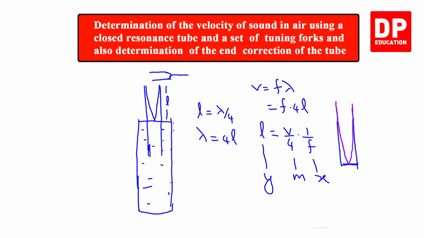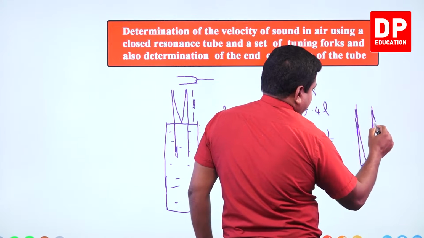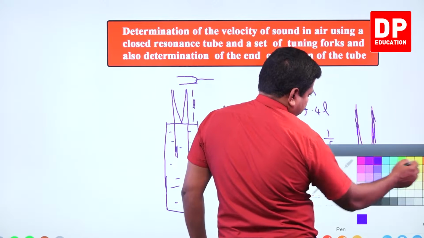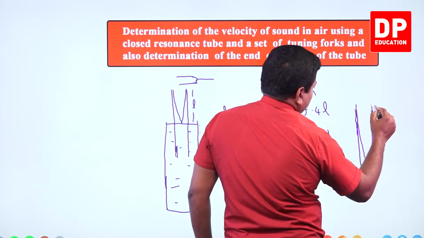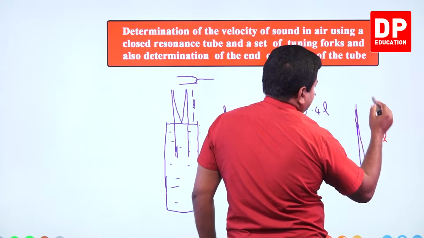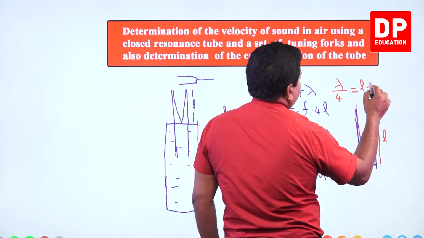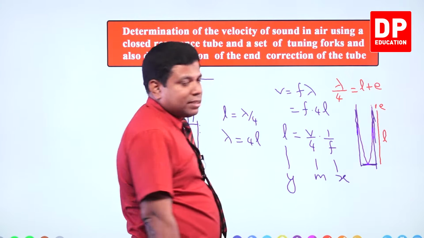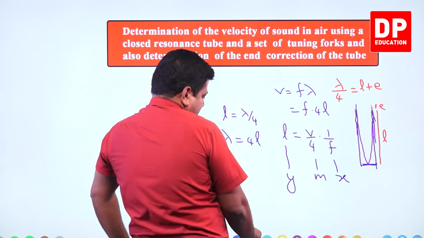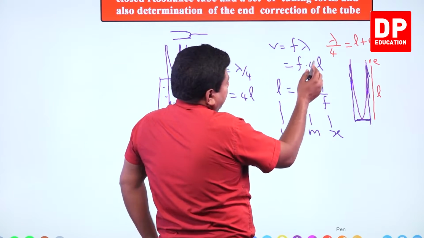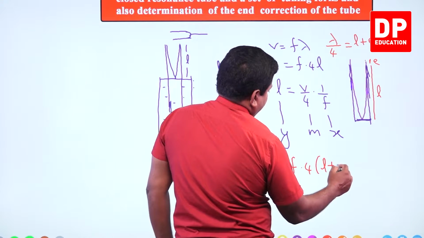So what happens sometimes, right, we may have it like this. So if you look at it closely, the tube is there only up to here. So the L is only this much, but your lambda by 4 goes passing that, which we call the end correction E. Now lambda by 4 is not going to be L, it's going to be L plus E. Understand? So if I rewrite this formula, instead of L, if I write L plus E, we can write V equals F into 4 (L plus E).